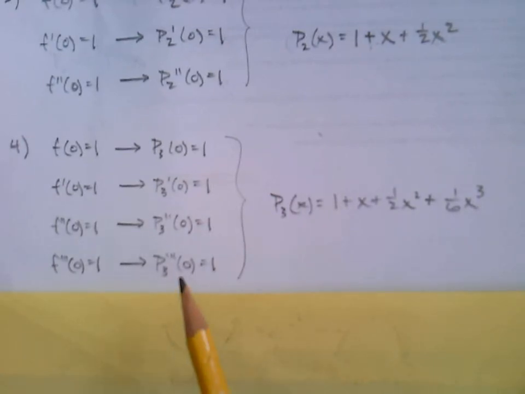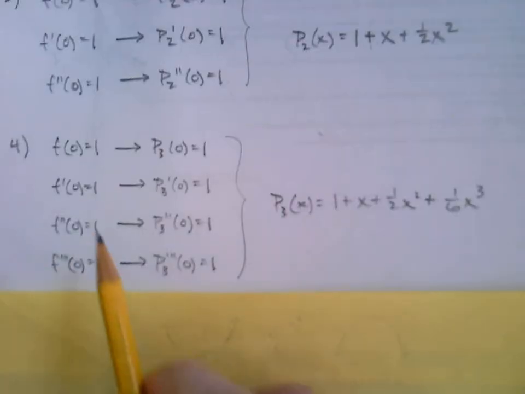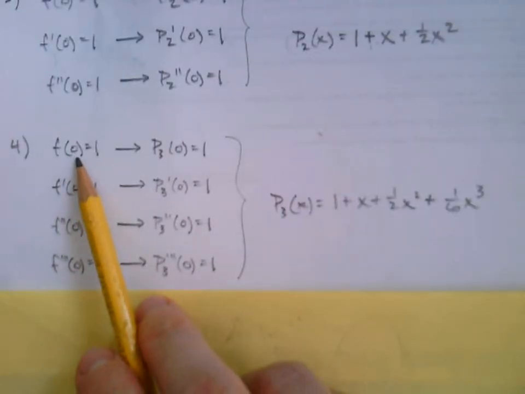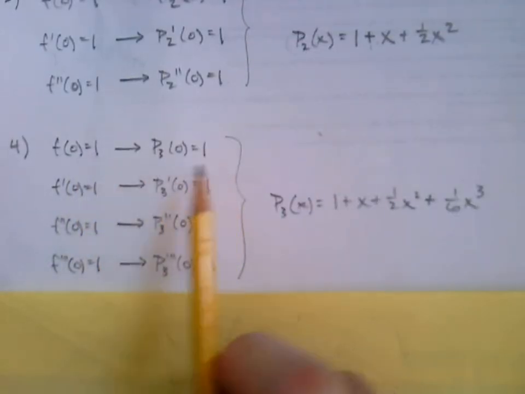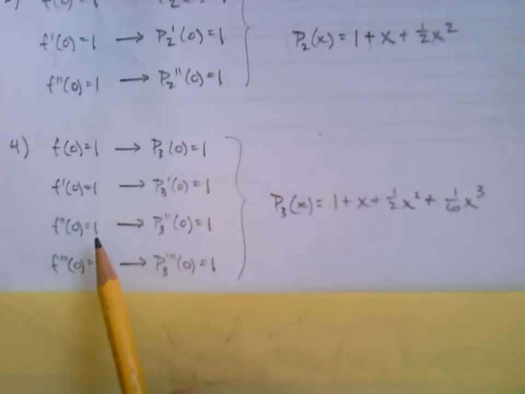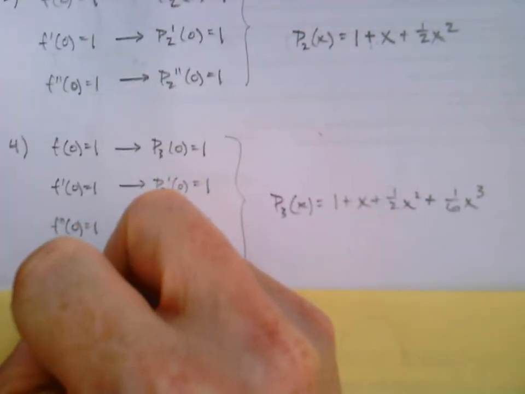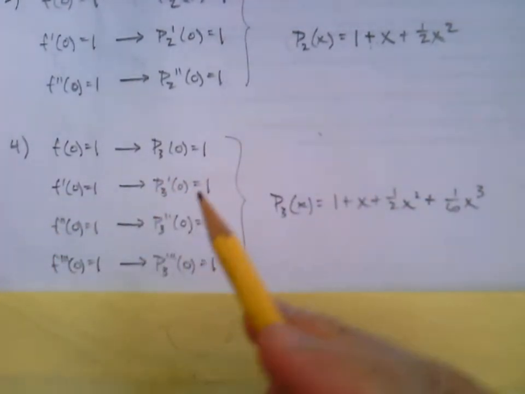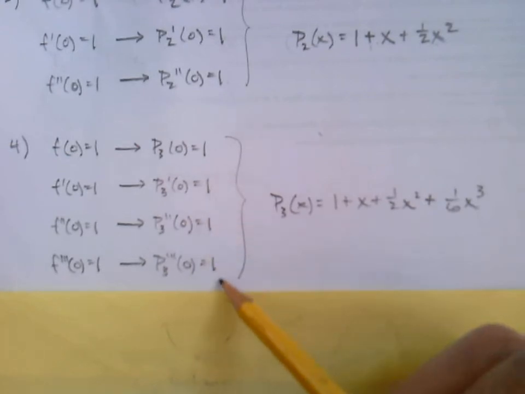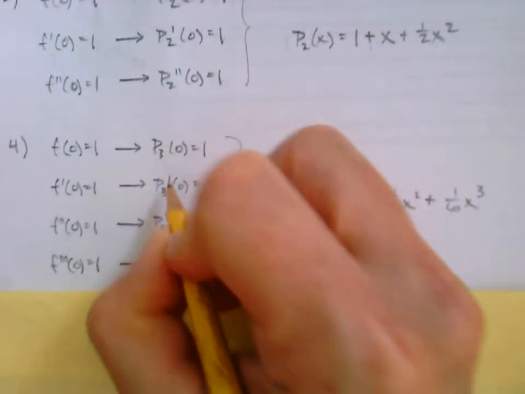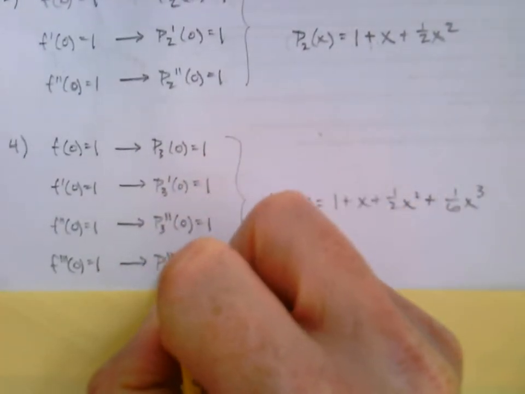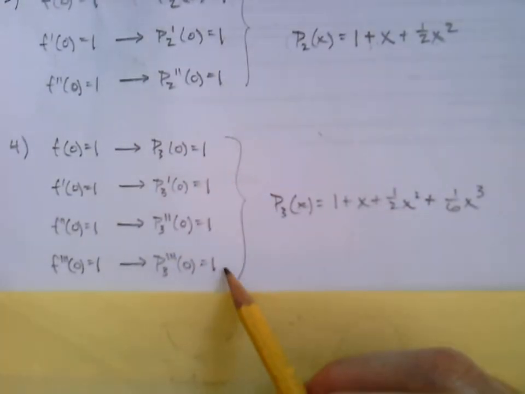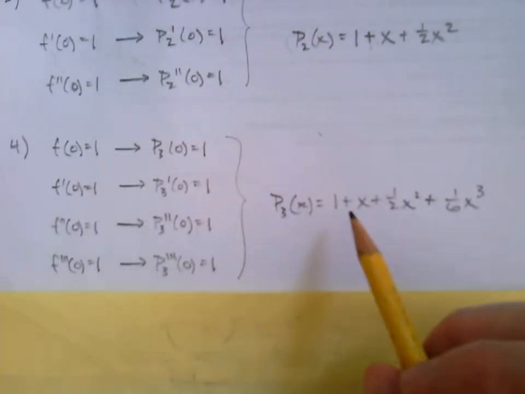Okay, for number 4, we need a third degree polynomial where the original function at 0 is 1. The first derivative is 1. The second derivative at 0 is 1. And the third derivative at 0 is 1. That's f triple prime there. It's hard to read. So we need all 4 of these things to be true. So what third degree polynomial would make that work?